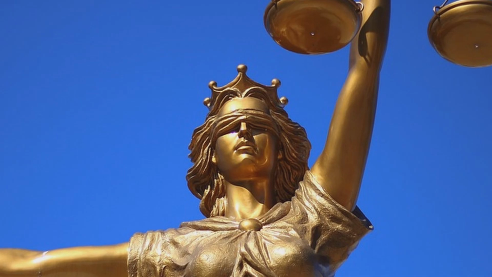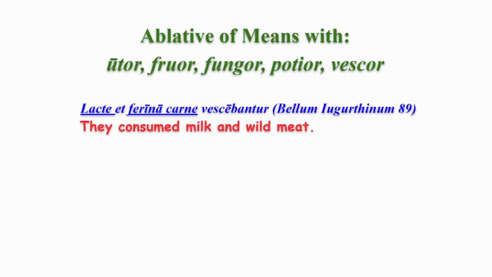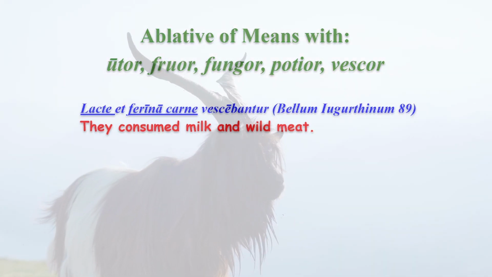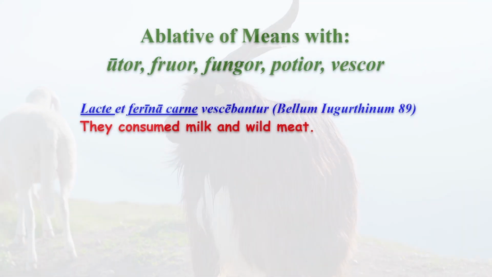So an application of the ablative of means that might be less obvious to us English speakers is the use of the ablative with the deponent verbs utor, fruor, fungor, potior, and vescor. We may just think of these as verbs whose direct objects just happen to be in the ablative case. When Sallust says, for instance, that the inhabitants of Capsa in North Africa, lacte et ferina carne vescebantur, we normally would translate that as they consumed milk and wild meat.